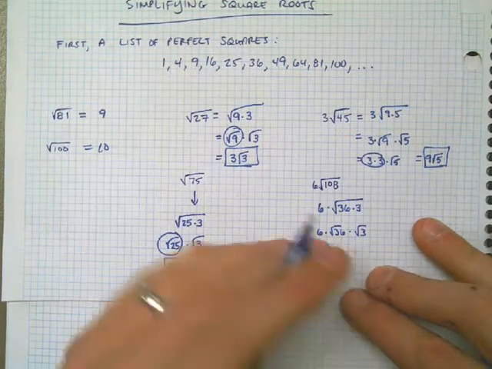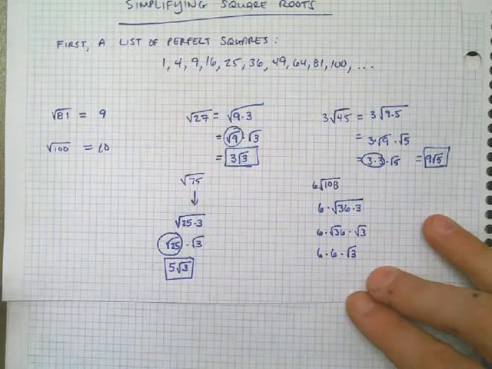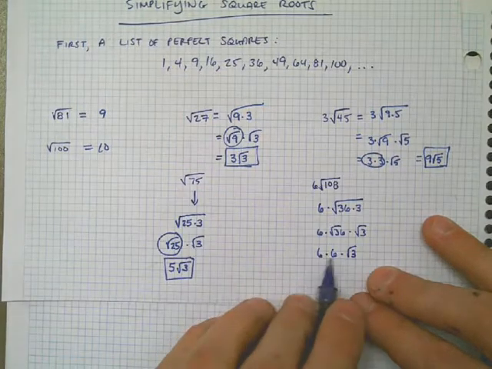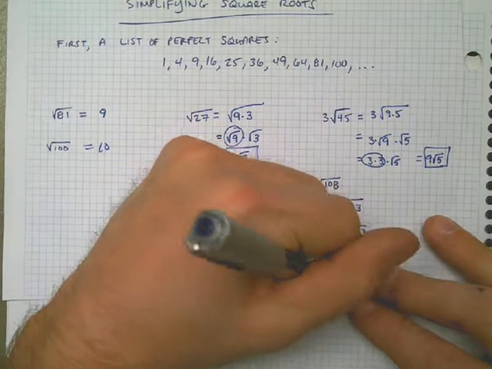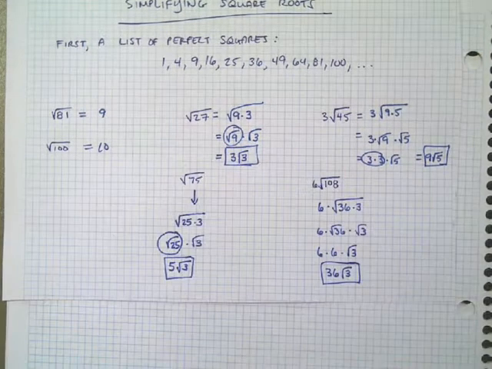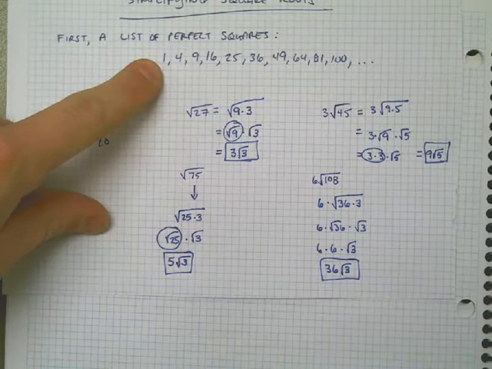I know the square root of 36 is 6. And now I just multiply the two numbers on the outside. 6 times 6 is 36. So that's the same thing as 36 times the square root of 3. You just simplified a bunch of different square roots, right? They look pretty complicated. The key all rests in this, though.